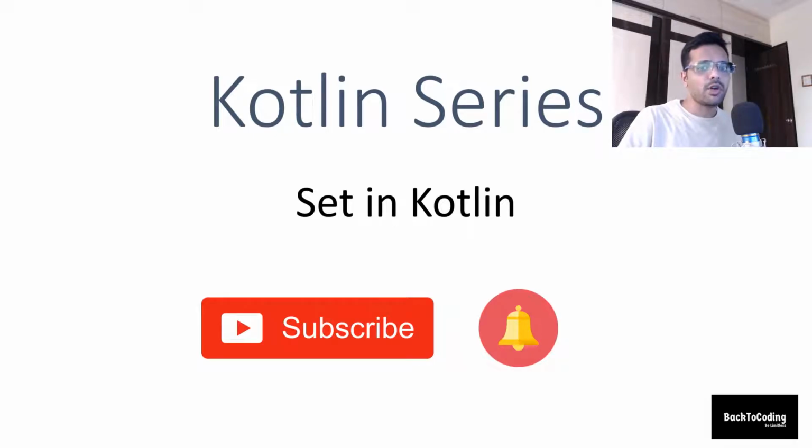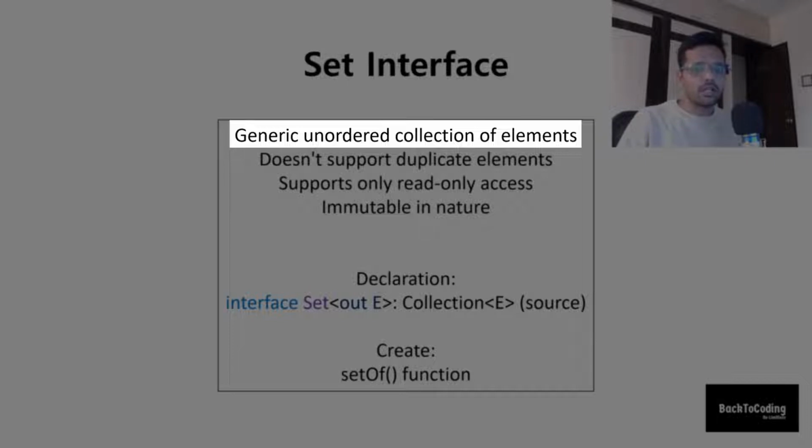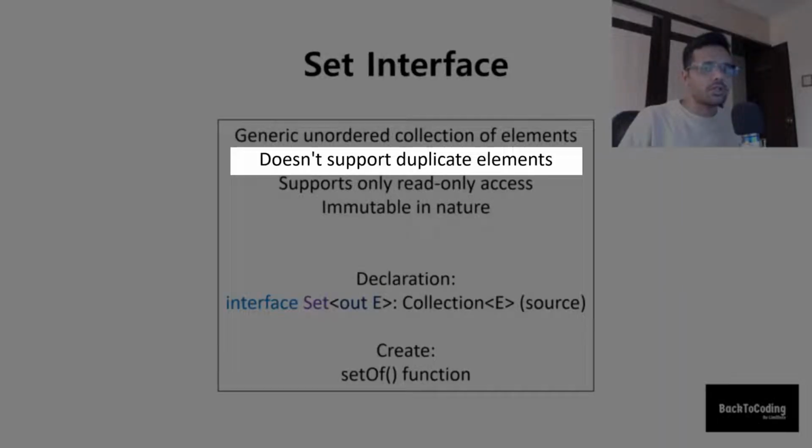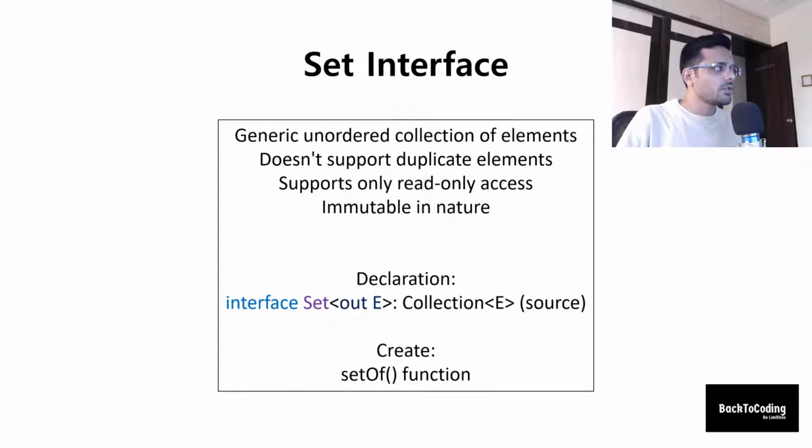In the previous video we saw hash map in Kotlin. In this video we will see set in Kotlin. Set is a generic unordered collection of elements. It does not support duplicate elements. So in the cases where you want to ensure that elements don't repeat themselves or should be unique and the order of your elements is not an important thing, then you should go for sets in Kotlin.